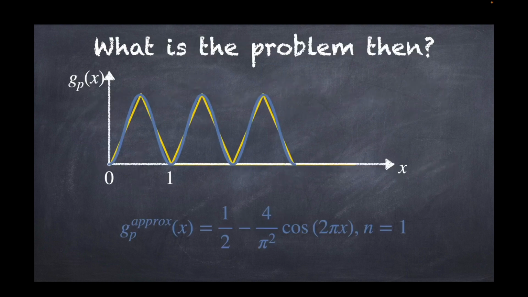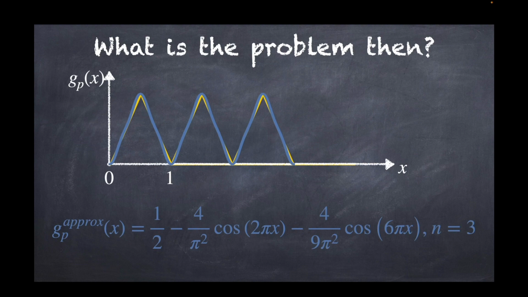So let's see how that looks. So here, for example, I'm putting together the first order. So essentially that's a half minus 4 over pi squared cosine of 2 pi x. That's for n equal to 1. Now, for n equal to 3, you can play along if you want and try to plot this on your favorite software, maybe on Wolfram Alpha. So you get an approximation which you see is not too bad. It starts to resemble things here.